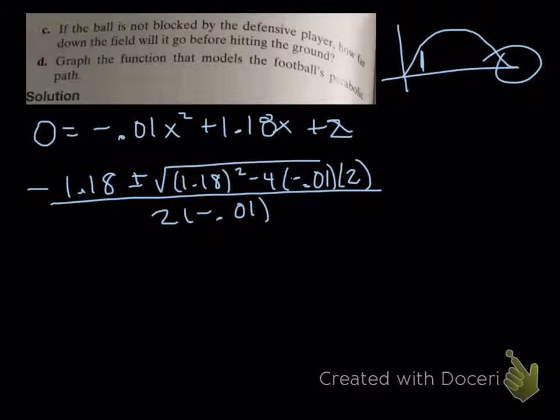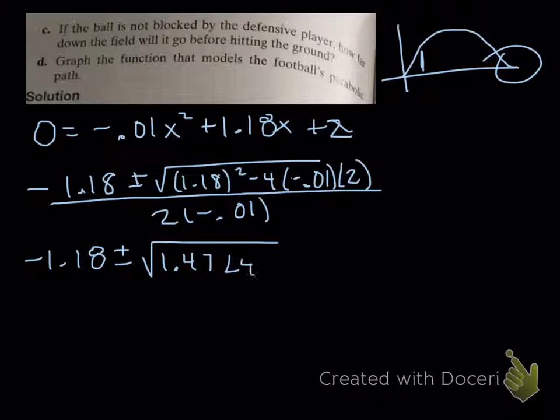And just like I always tell you, we find the value underneath our square root first. So I have negative 1.18 plus or minus, and when you calculate all that, we get 1.4724 all over negative 0.02.